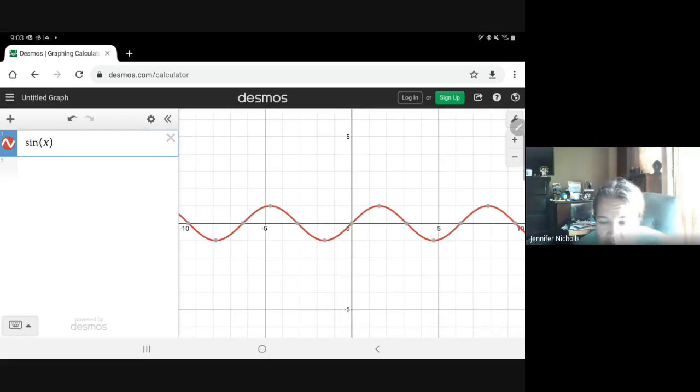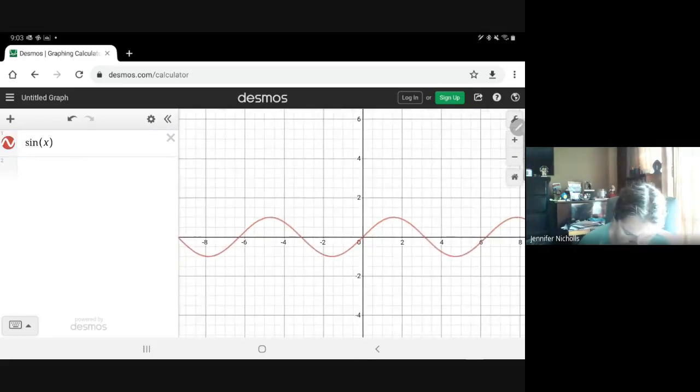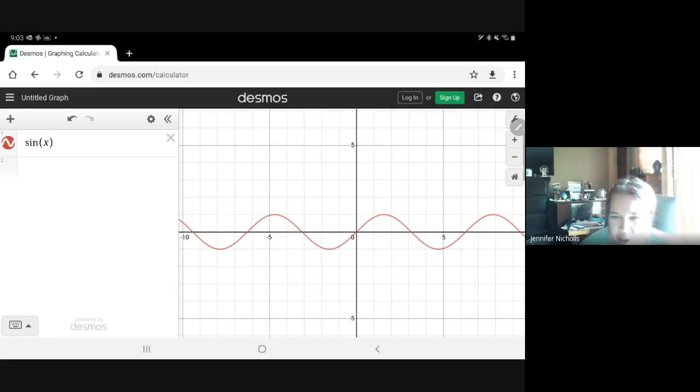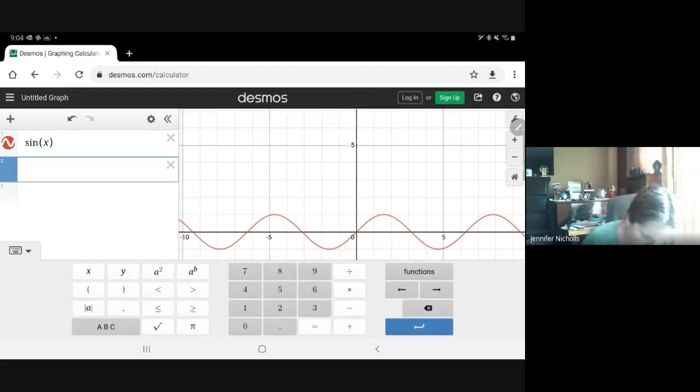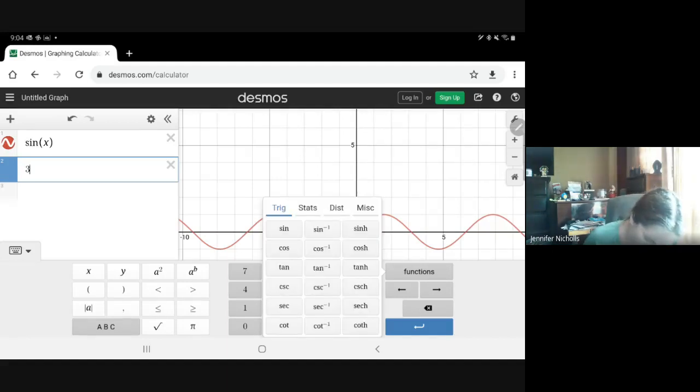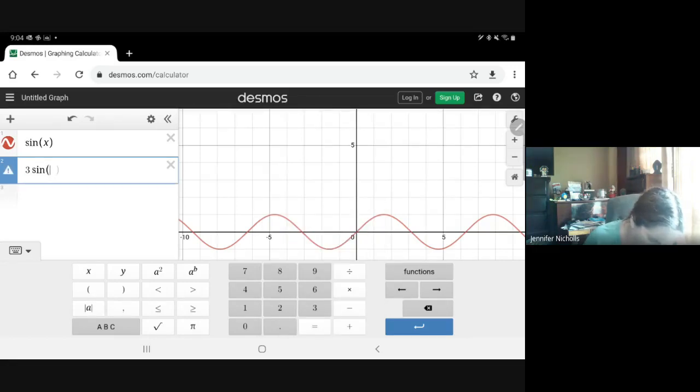Now, at this moment, what height do you feel like it is? How tall is my sine graph at the moment? Yeah, 1. So watch what happens if I put a 3 on the outside of the sine equation.